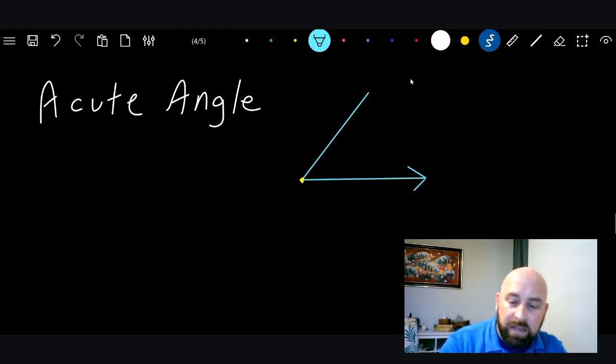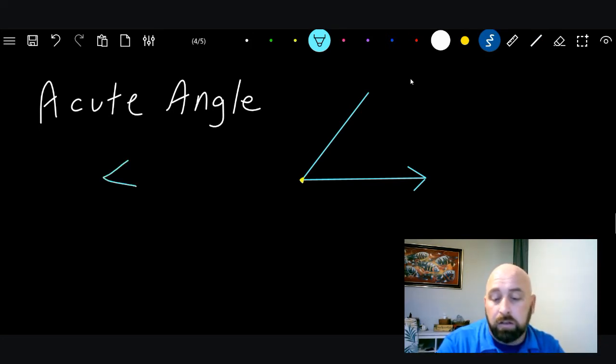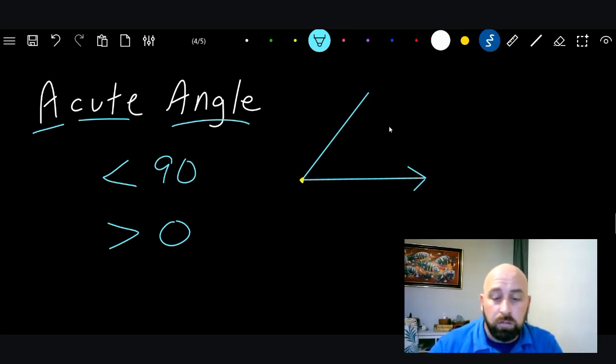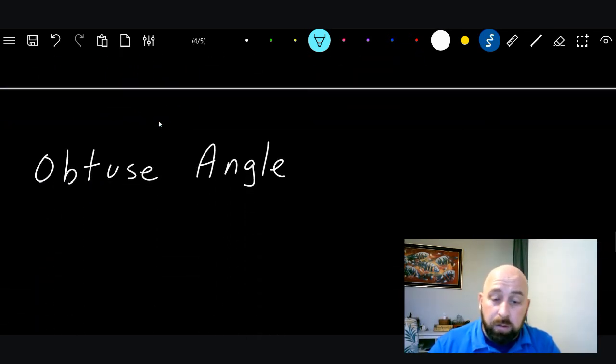We could say that the angle is less than 90, or we could also say that it is greater than 0. That's the acute angle. One way that I remember that is it's a small angle, and things that are small, we usually say those are acute. Okay, it's small, it's cute. Maybe that helps you, maybe it doesn't, but anyways, that's the way I remember it.